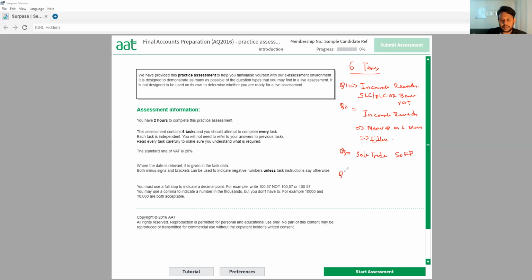Let's move to question number 4. Question number 4 will mainly be the theory question. And here you're going to see some questions from the limited company and also from the IS.